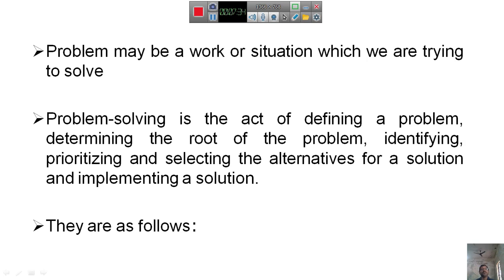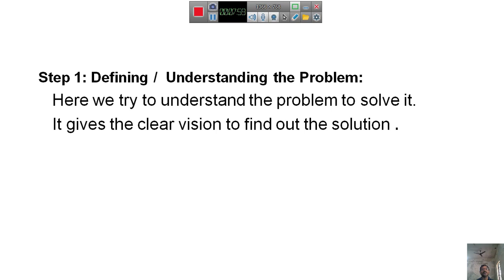So here the problem solving steps are: a problem is a work or situation. A problem may be a work or situation which we are trying to solve, and problem solving is the act of defining a problem, determining the root of the problem, identifying, prioritizing and selecting the alternatives for a solution and implementing a solution. Okay, so the first step is defining, or understanding, the problem.